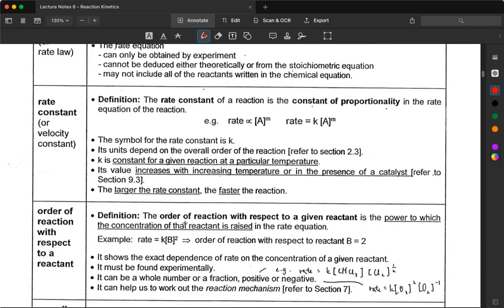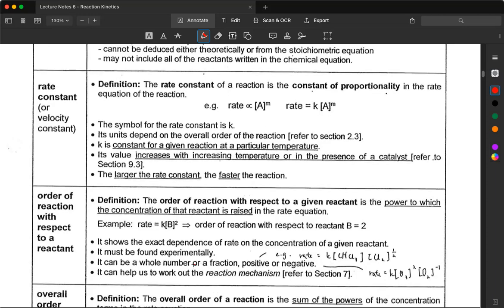Now, the order of reaction with respect to a given reactant is the power to which the concentration of that reactant is raised in the rate equation. So if the power is 2, then the order of reaction with regard to that particular reactant will be 2. The order of reaction can be determined experimentally from data. It shows the exact dependence of the rate on the concentration of a given reactant. And this order of reaction may not be a whole number. It can also be a fraction, even positive or negative.